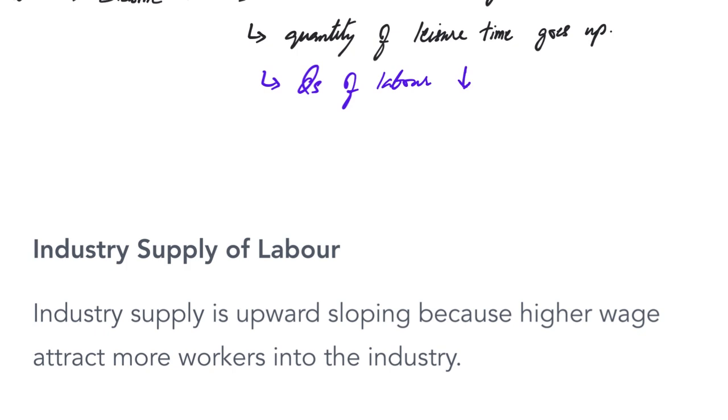ये कैसे आता है? इंडिविजुअल्स के सारे सप्लाई कर्व्स को हॉरिजॉन्टली ऐड कर दो तो यू विल सी एन अपवर्ड स्लोपिंग ट्रेंड ऑफ द सप्लाई कर्व. व्हाट इट सिंपली सेज इज दैट एक इंडस्ट्री का सप्लाई कर्व क्या कहता है कि हायर वेजेस विल अट्रैक्ट मोर वर्कर्स इनटू द इंडस्ट्री. सिंपल एज दैट.